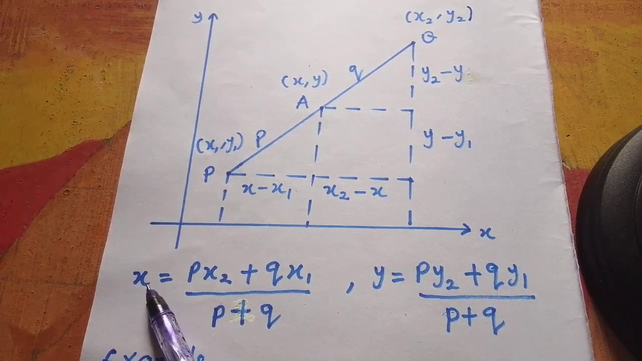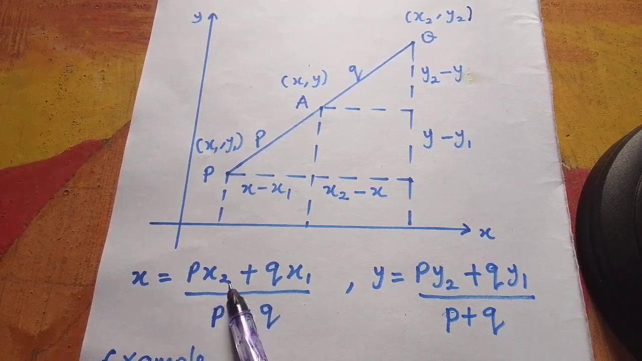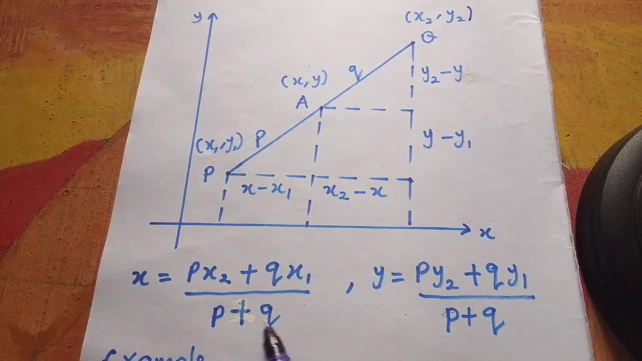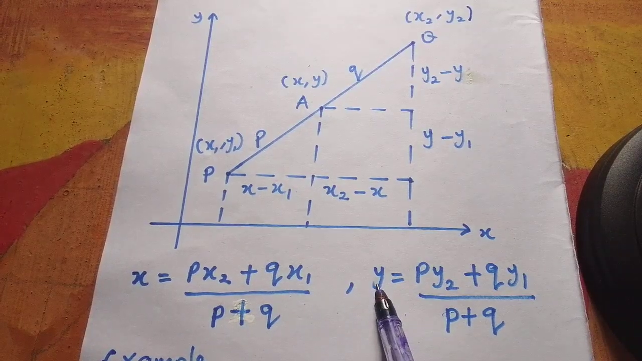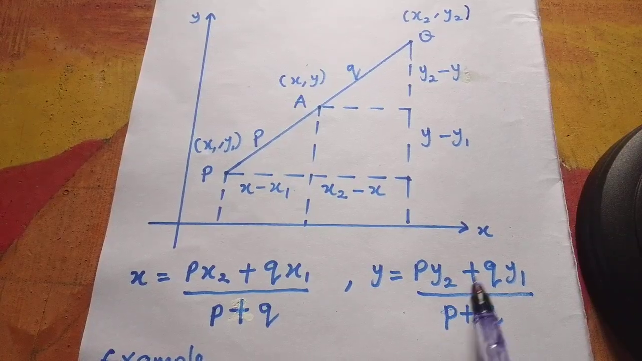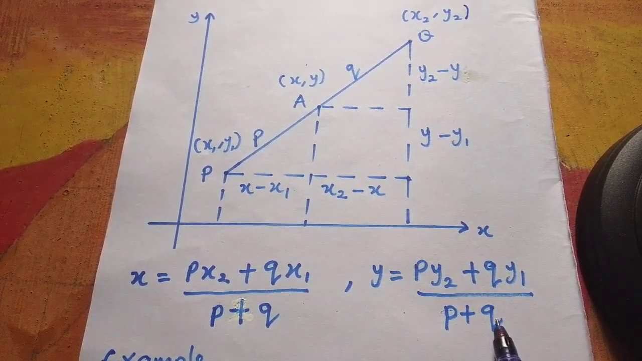To get x, you say ratio P times x2 plus ratio Q times x1, divided by the addition of the ratio. Likewise, you get y: ratio P times y2 plus ratio Q times y1, divided by P plus Q.